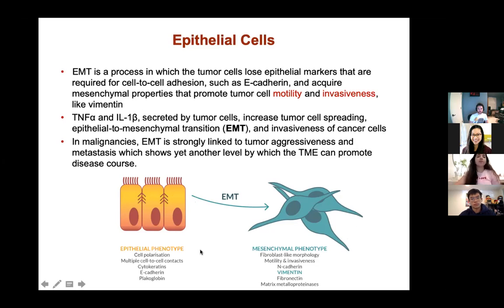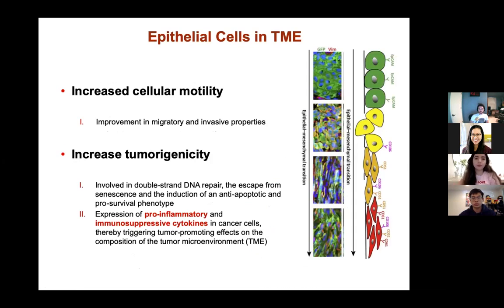So this would be the phenotypic model that you would expect to see, with epithelial cells very structured and very closely knit. The cell-to-cell adhesion is very tight, and then once they undergo the EMT, you have a more motile state, something that can be more invasive and easier to travel through the circulation. So this is the epithelial cells in the TME.